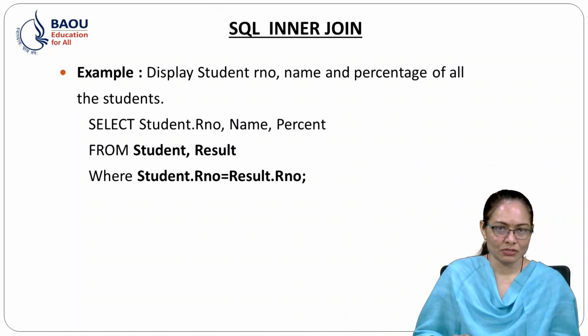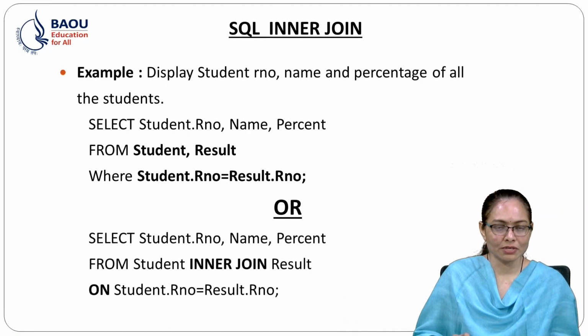Select student.roll number, name, percentage from student, result where student.roll number is equal to result.roll number. Or select student.roll number, name, percentage from student inner join result on student.roll number is equal to result.roll number.